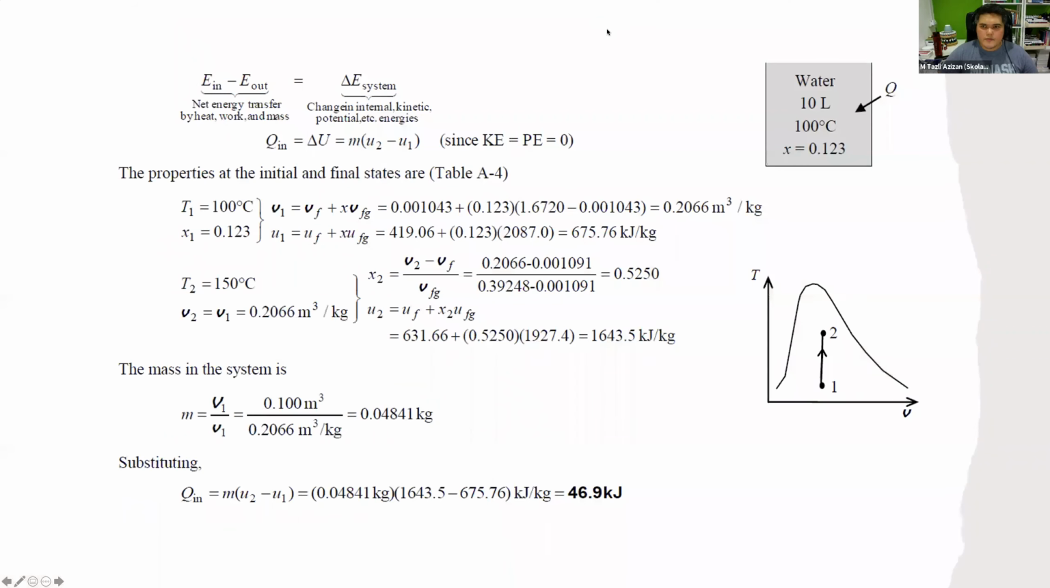So we go back to this particular equation in order for us to do the energy balance analysis. Energy in minus energy out equals the change of the system. What we can do here is, we know that the energy in, Q in, is equal to the change of internal energy, which is m(u2 minus u1), because KE and PE are equal to 0. Is there any change of pressure?